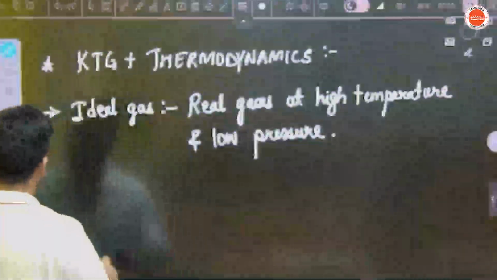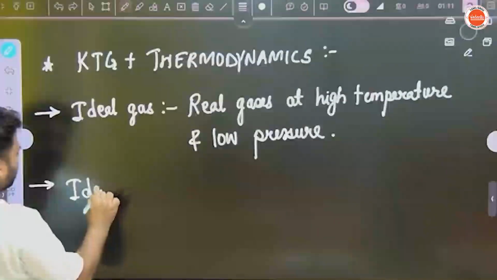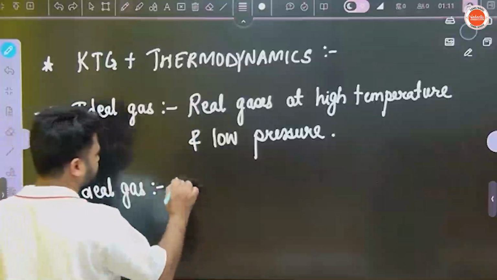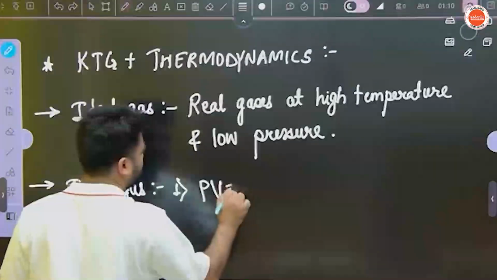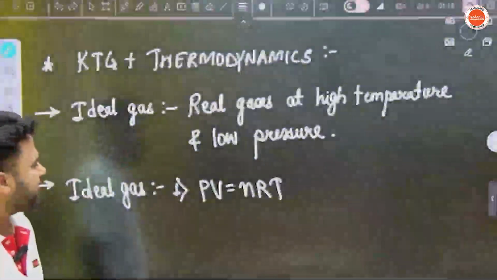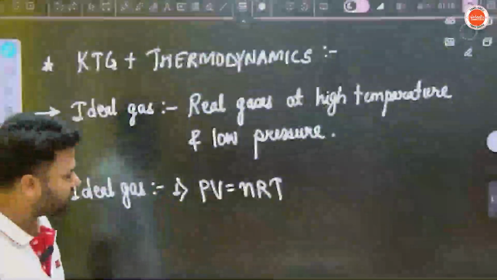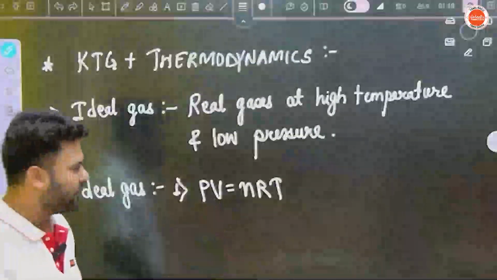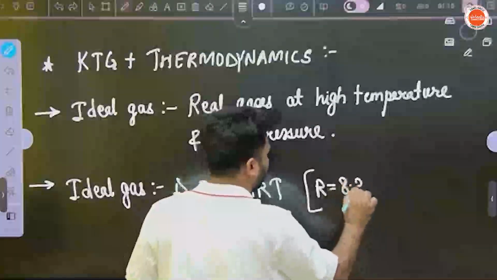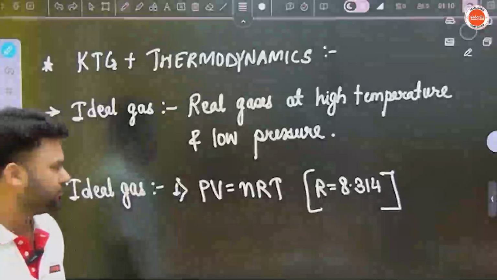Now see, all these ideal gases follow two relations. First, PV equals nRT. P is pressure of the gas, V is the volume of the gas, n is number of moles, R is gas constant, T is temperature. PV equals nRT. This you must be knowing. What is the value of R? 8.314 in SI unit.